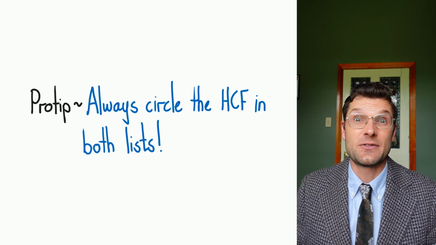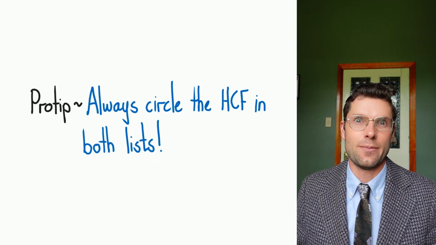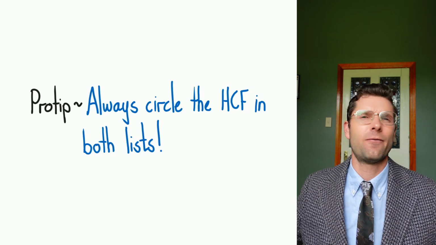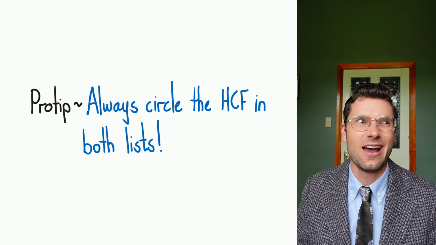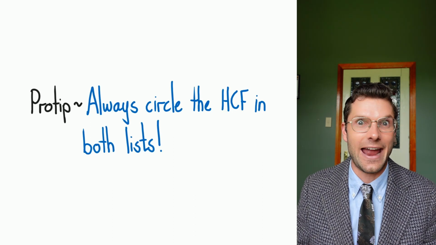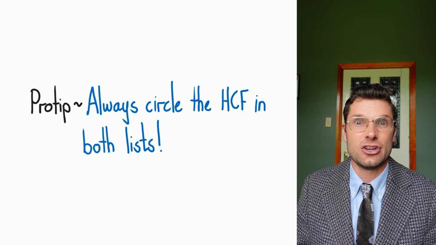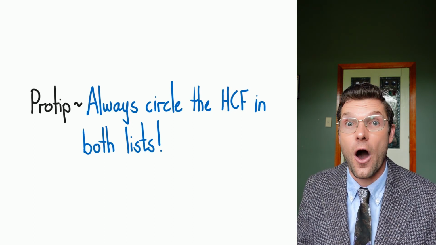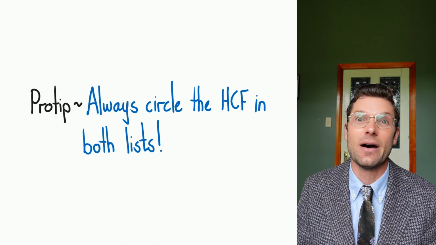One of my big pro tips for this is please always circle the number. Heaps of my students lose marks because they make a perfect factor list. They find them all absolutely killing it, but then they forget to answer the question. The HCF is 8. So just by circling it, it will guarantee that you do actually finish off the question. The highest common factor is the number in the circle.